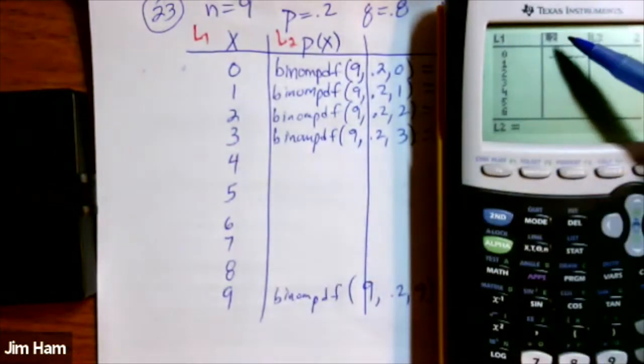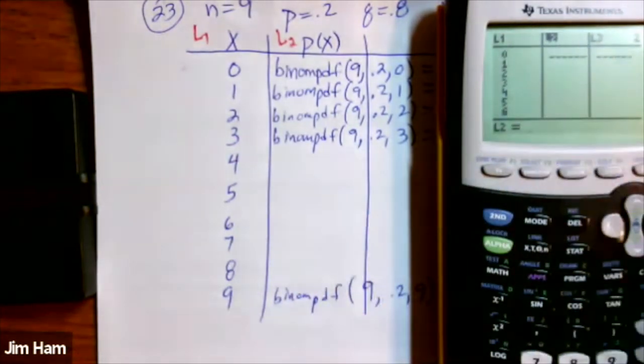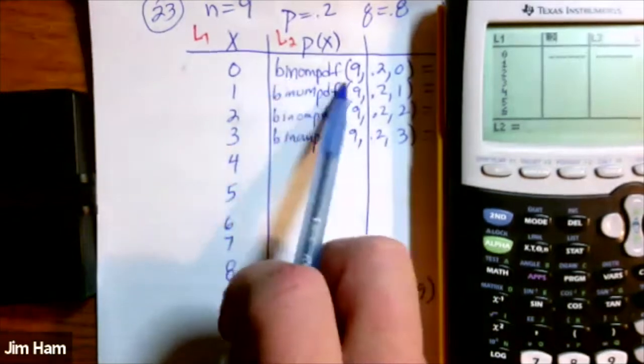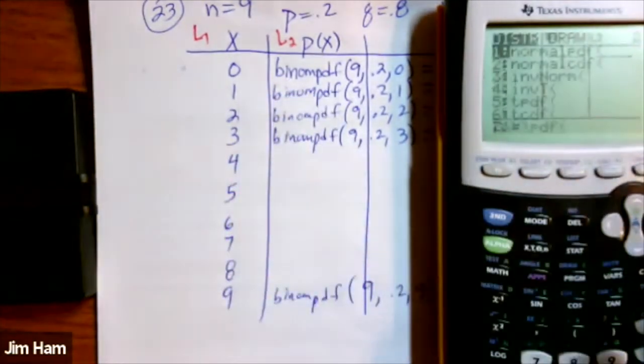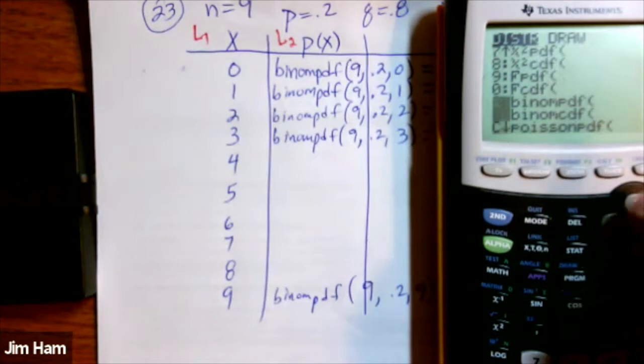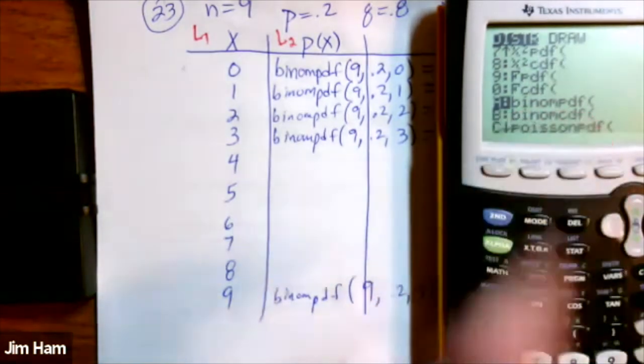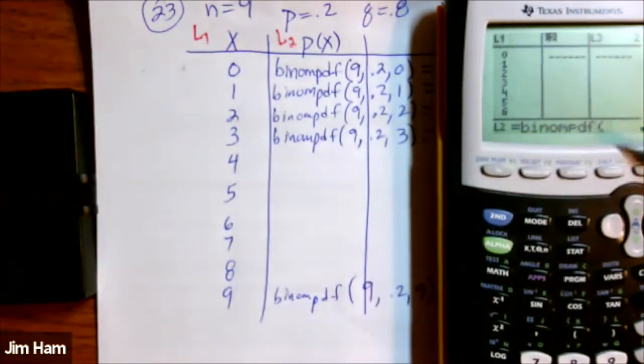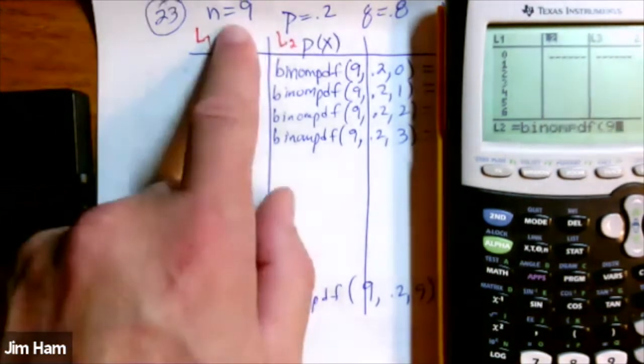Highlight L2, and then go find binomial PDF. It's in the distribution menu. If you scroll down, you'll see binomial PDF. That goes to your input row. We have to specify the number of trials, n, 9.